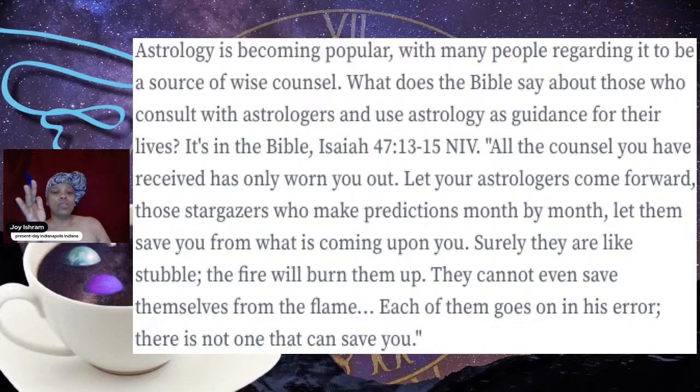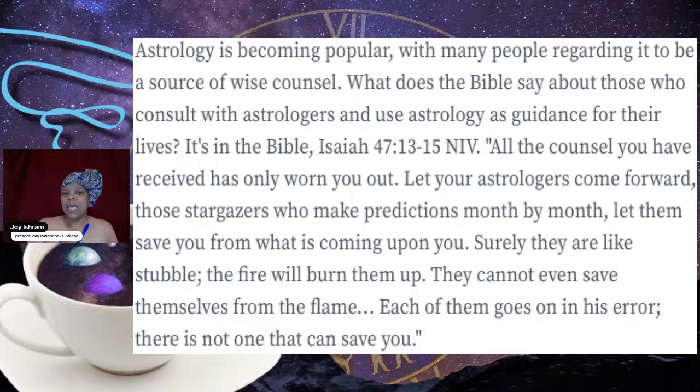Let the astrologers come forward, those stargazers who make predictions month by month, let them save you from what is coming upon you. Surely they are like stubble. The fire will burn them up. They cannot even save themselves from the flame. Each of them goes on in his error. There is not one that can save you.